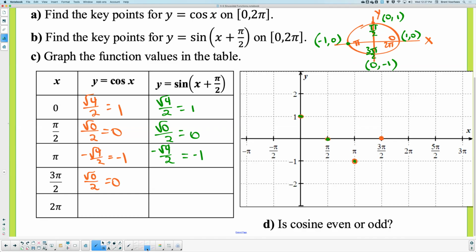The pinky. And on your pinky, flip your hand. How many y fingers do you have there? 0. Square root of 0 over 2, which is simply 0. You can check over here at 2 pi, the sine value is 0. So put that point there as well.